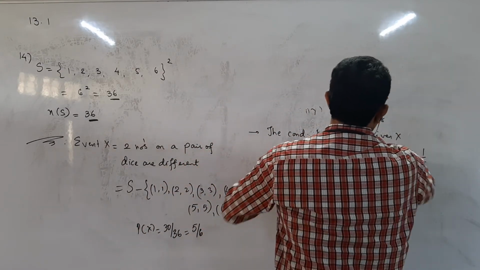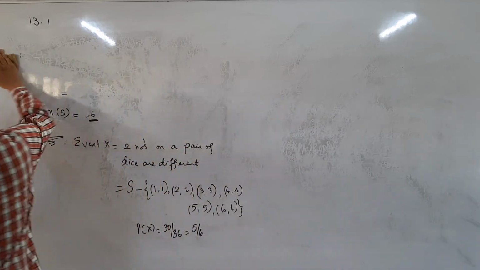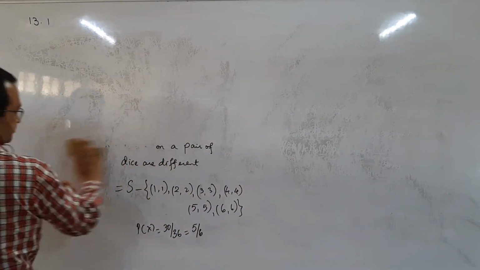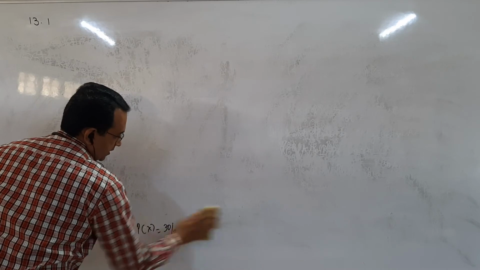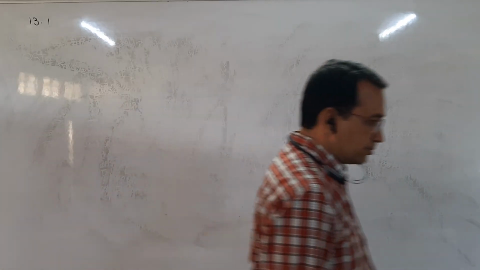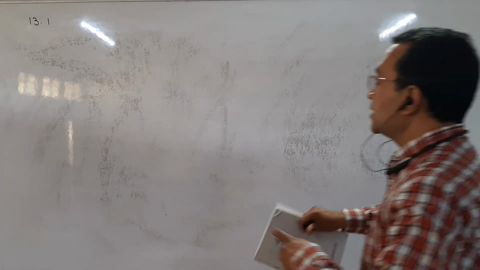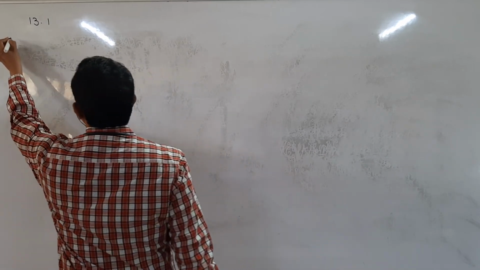Mark, students, question number 15 as the most important sum of the entire exercise 13.1. Consider the experiment of throwing a dice. If a multiple of 3 comes up, consider the experiment of throwing a dice.